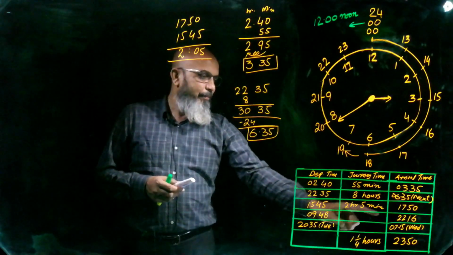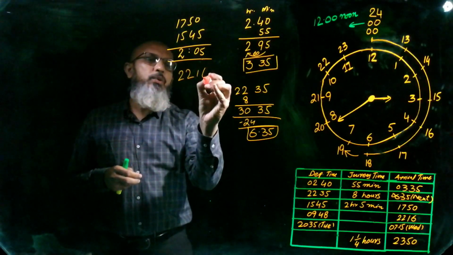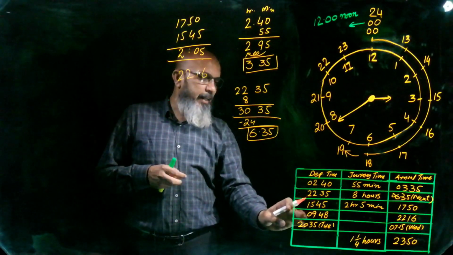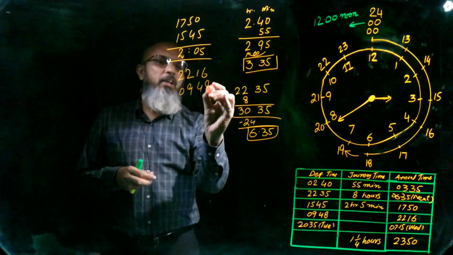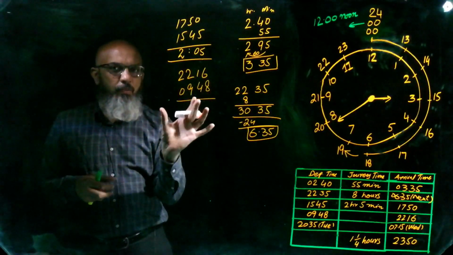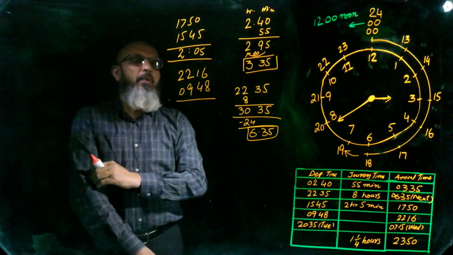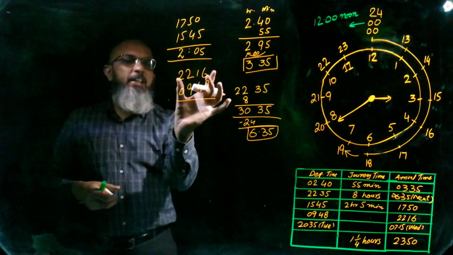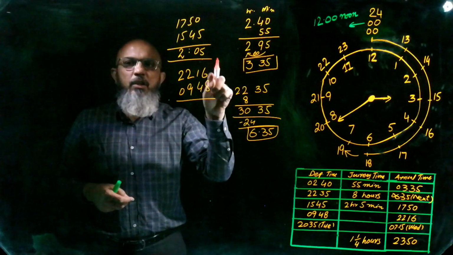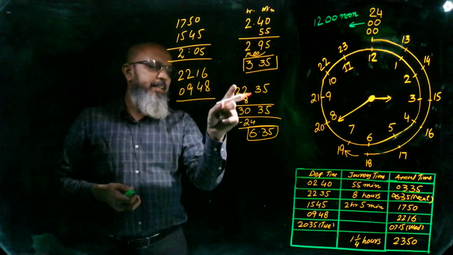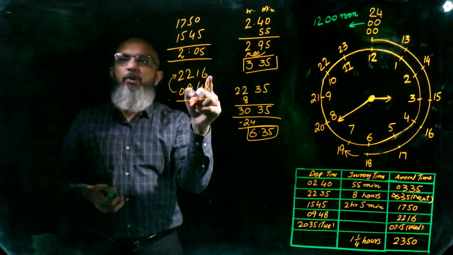Yes, that's a tricky one. So that's 22:16, that is the arrival time, and the departure of the journey is 09:48. Now this is a tricky question, what I called again and again. It is not an easy calculation. So here we have a 24-hour clock, that is 22:16, and the journey starts at 9:48 and it reaches there at 22:16.